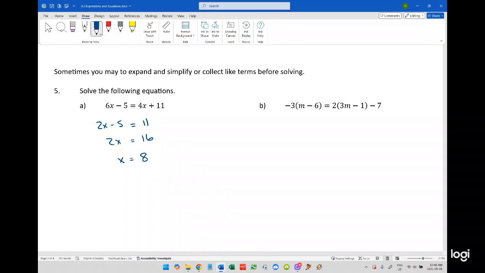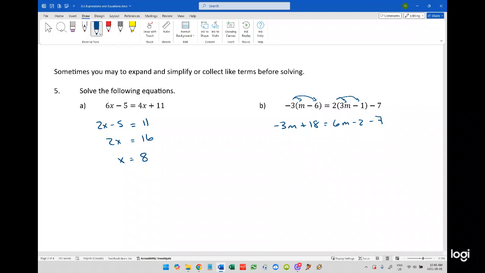This one here for part B gets really nasty if you try to do the algebra without getting rid of those brackets first. So that's what we're going to do. We're going to expand the brackets. This gives us negative 3m plus 18 equals 6m minus 2 minus 7.